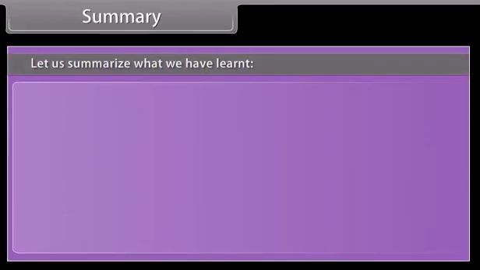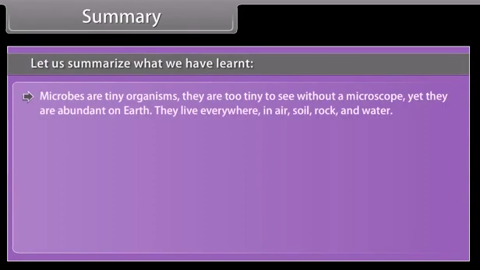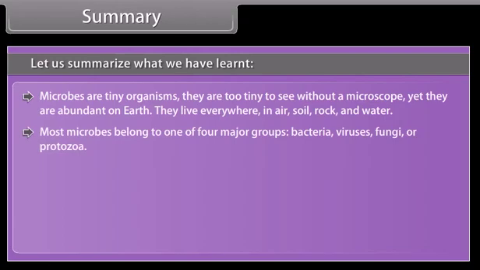Summary. Let us summarize what we have learned. Microbes are tiny organisms. They are too tiny to see without a microscope, yet they are abundant on Earth. They live everywhere, in air, soil, rock, and water. Most microbes belong to one of four major groups: bacteria, viruses, fungi, or protozoa.